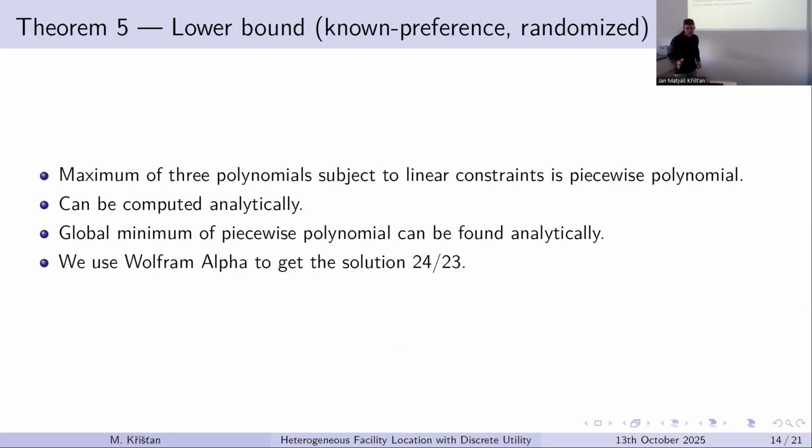So that's what we do, because it would be a huge computation. We use Wolfram Alpha, and Wolfram Alpha can do all of these computations symbolically. So as long as you believe that the implementation in Wolfram is correct, then the provable minimum here is this 24 over 23.